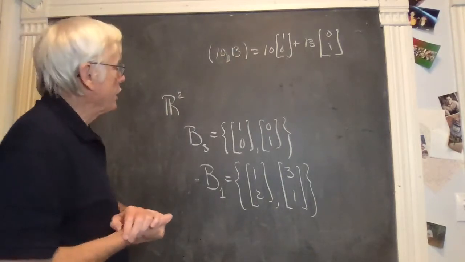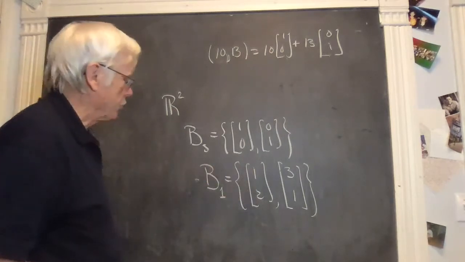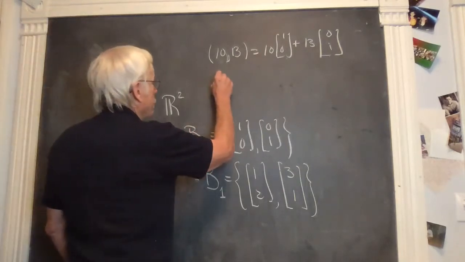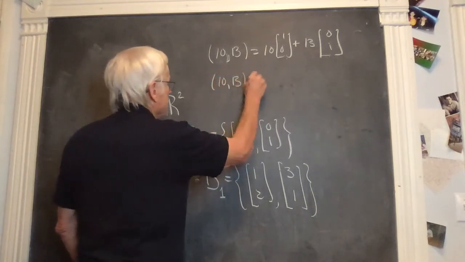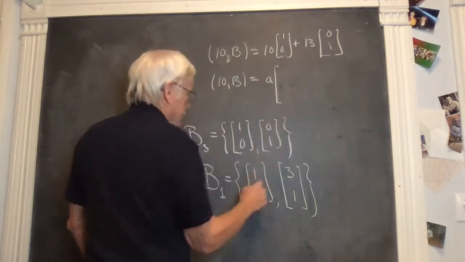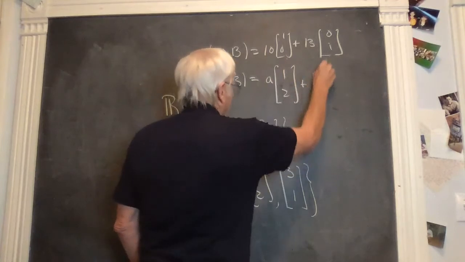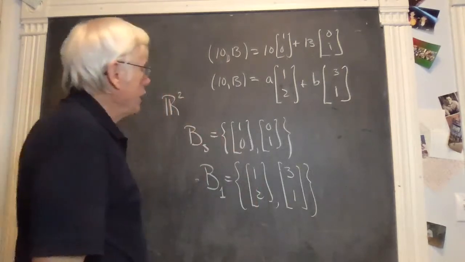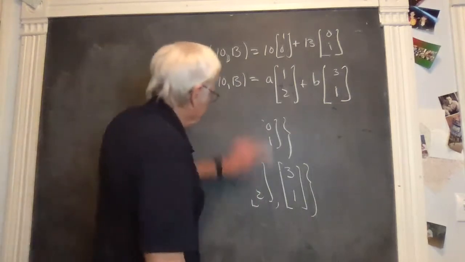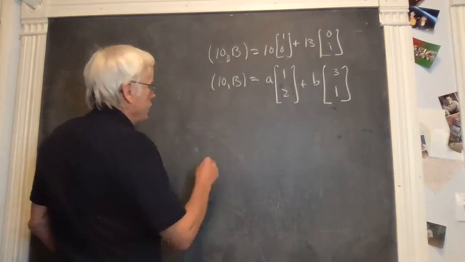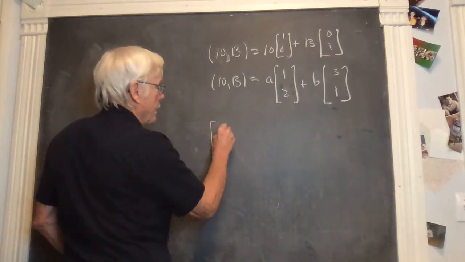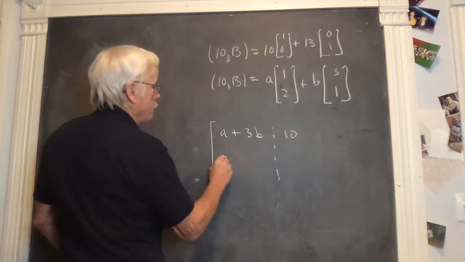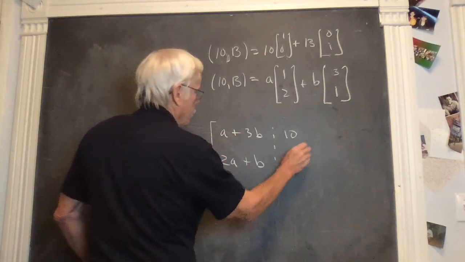But you can also write the point (10, 13) in terms of these two vectors. So let's just see if we can do that. If we take the vector (10, 13), it will be something times the vector (1, 2), plus something else times the vector (3, 1). We know that these two vectors span R2, so we know we can do that. So this is solving the system of equations: a plus 3b will be equal to 10, and 2a plus b will equal 13.